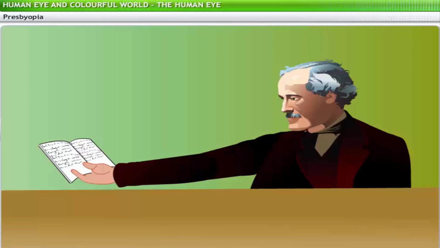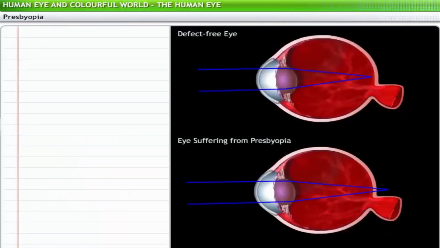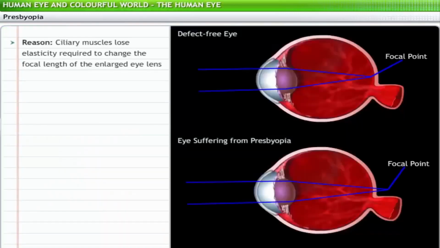Presbyopia is a condition in which the crystalline lens of an eye loses its flexibility. Persons suffering from presbyopia are unable to read or see clearly, even at the least distance of distinct vision, which is 25 cm. Presbyopia occurs in old age, when the ciliary muscles lose the elasticity required to change the focus of an enlarged eye lens.